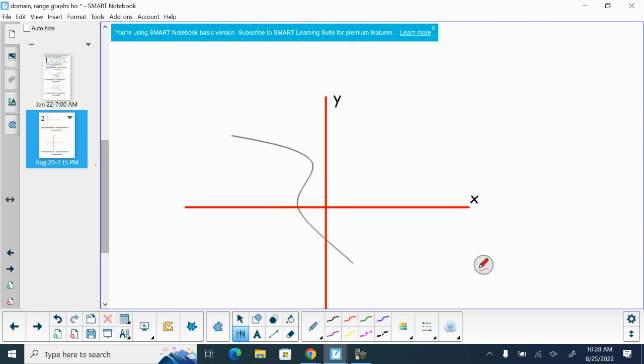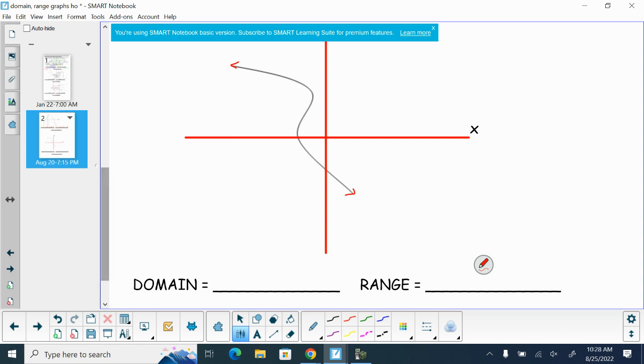Last one. Once again, we can have lines here. We can have lines or arrows there and there. What's the domain? What's the range? This is a function. Check your answer with somebody around you.